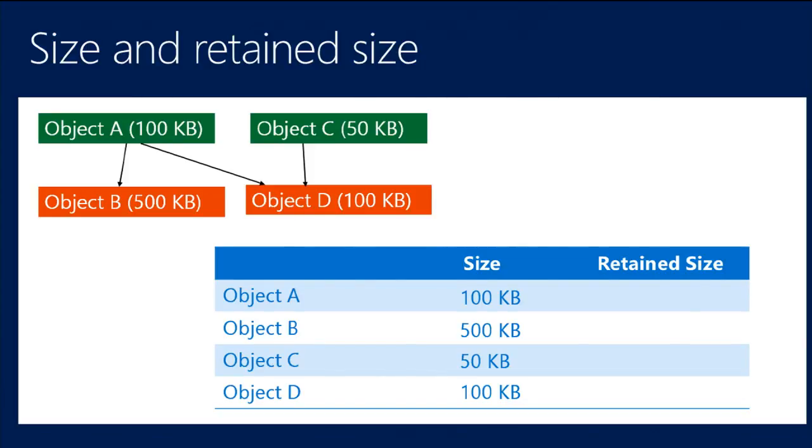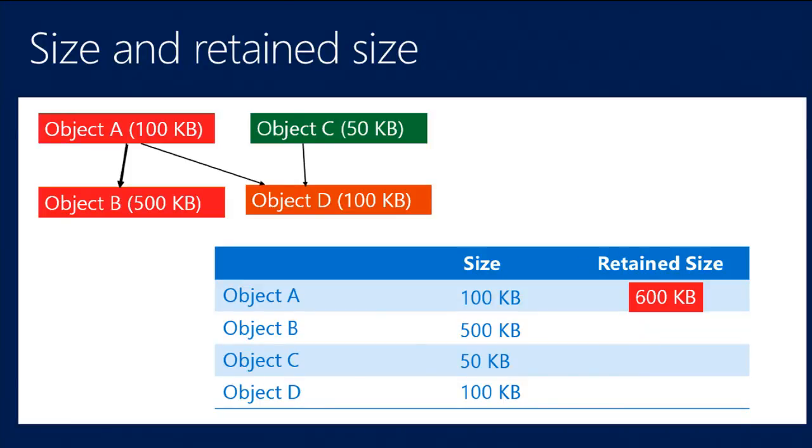As you can see in this graph, only one thing points at object B. And so the retained size of object A isn't just that 100K. It's also that 500K that object A is holding on to. Notice nothing else is holding on to object B. So if we removed object A from memory, object B would get collected. But because object A is sticking around, we have to hold on to all of object B as well.